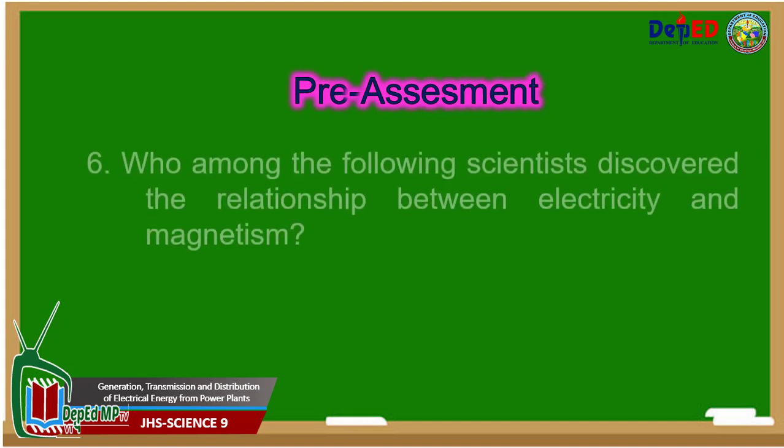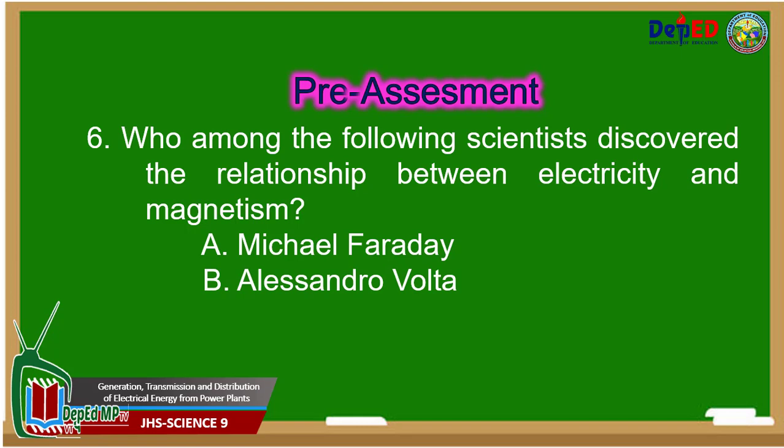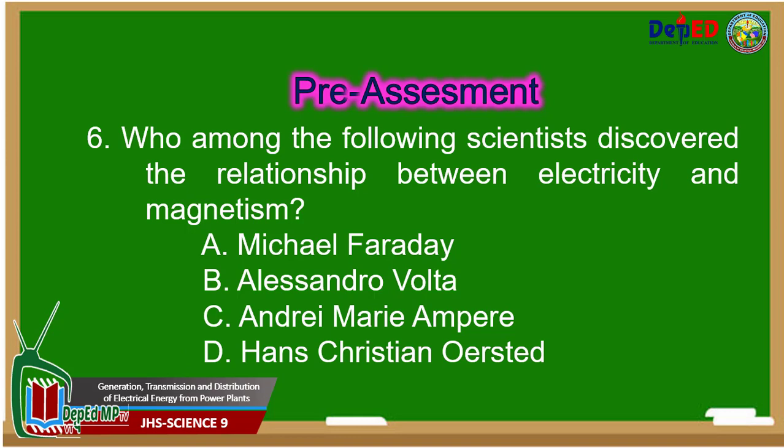Number 6. Who among the following scientists discovered the relationship between electricity and magnetism? A. Michael Faraday. B. Alessandro Volta. C. Andre Marie Ampere. D. Hans Christian Ørsted.